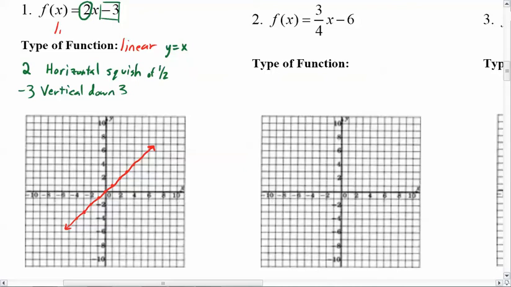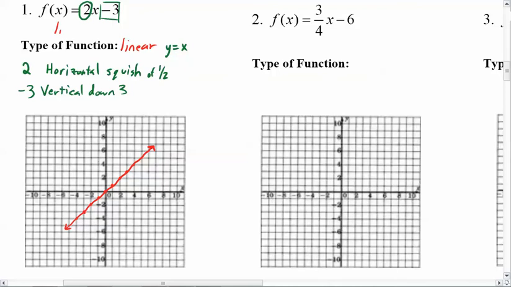So what we're going to do is we're going to take each of our points and we're going to squish it by 1/2 and then move it down 3. Now there's a couple of ways that you can do this. Some people like to go, this is what I do, I go ahead and I do that first transformation all first.